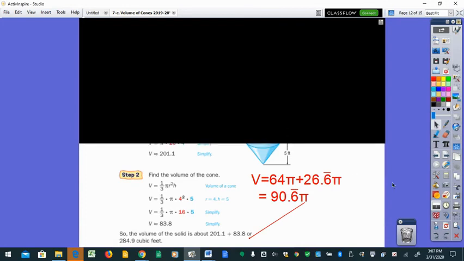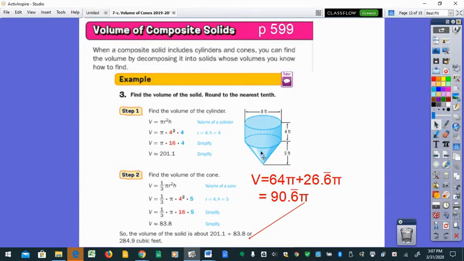Okay, so now we're going to find the volume of that cone. The cone has the same diameter that the cylinder did. So again, we're going to be using a radius of 4. But this time, the height of the cone is a little bit bigger. It's 5 feet. So we're going to take pi r squared times 5, but we're not going to stop there because it is a cone.